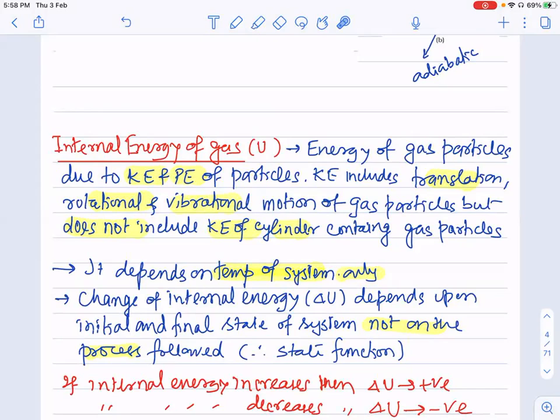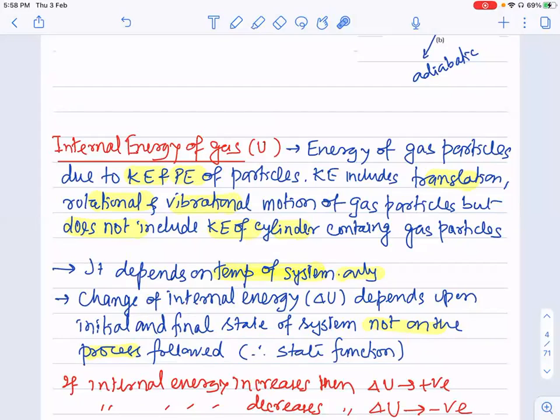It is a state function, we call it. Going from one temperature to another, change of energy will depend upon the temperature difference. That's all. How do you go? It is none of their business. Gas particles don't bother how you take them to a different temperature. They are not bothered. So it depends on the temperature of the system only. Or change of internal energy depends upon initial and final state of the system, not on the process followed. Therefore, it is called a state function.